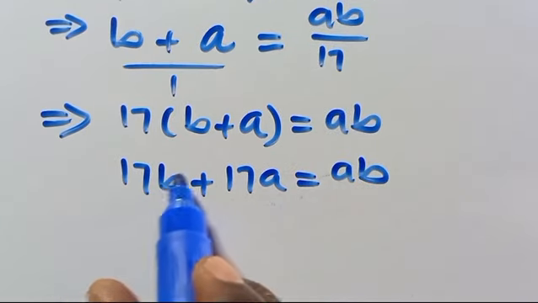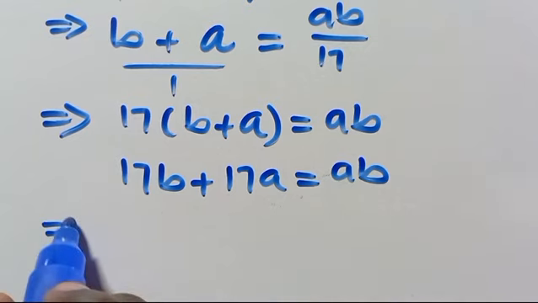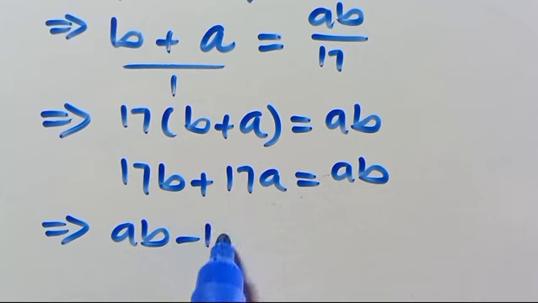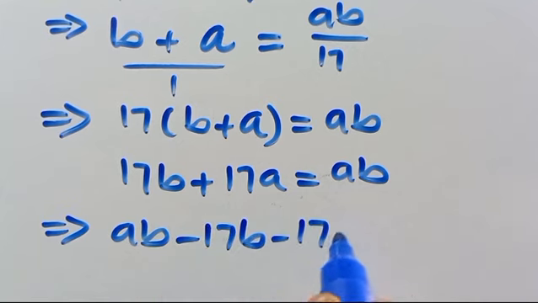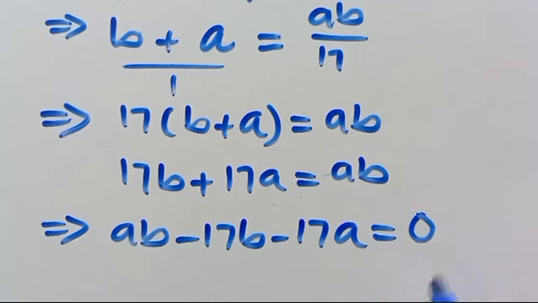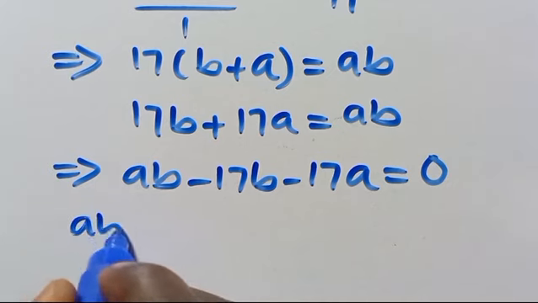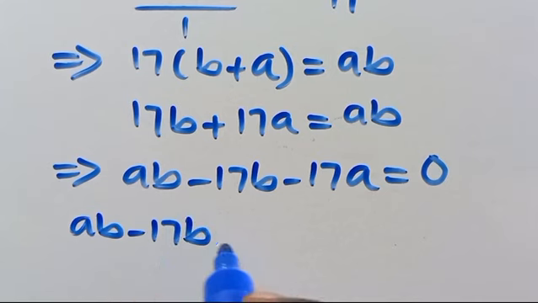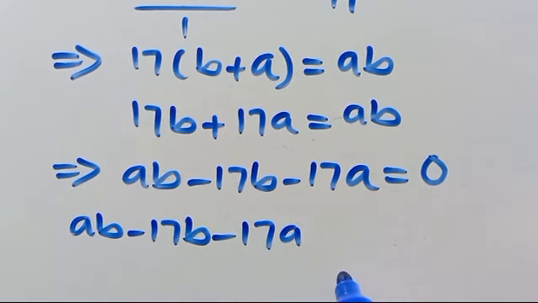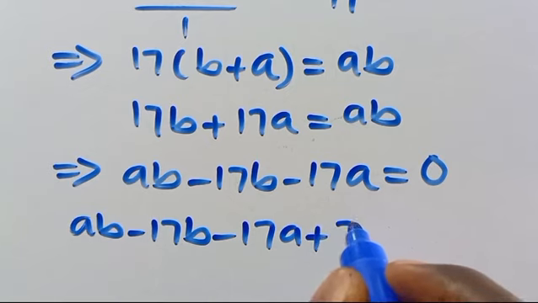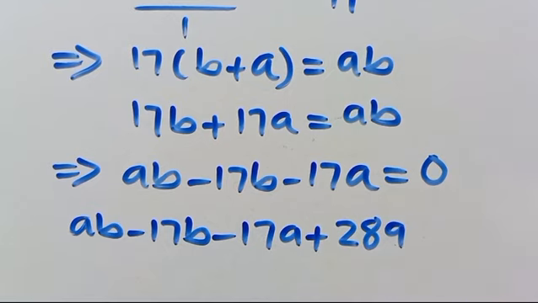Let's rearrange this expression, taking this one to the other side. So we are going to have ab minus 17b minus 17a. Then let's set this side to be equal to 0. From here, let's do some manipulation. When we have ab minus 17b minus 17a, we add 289, then minus 289, this will give us 0. We have this back again, then let's set this side to be equal to 0 as well.